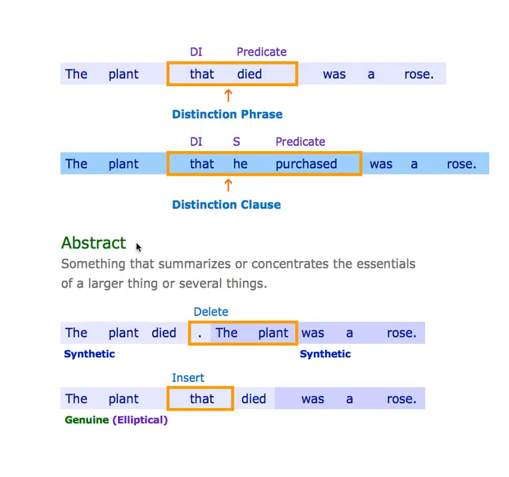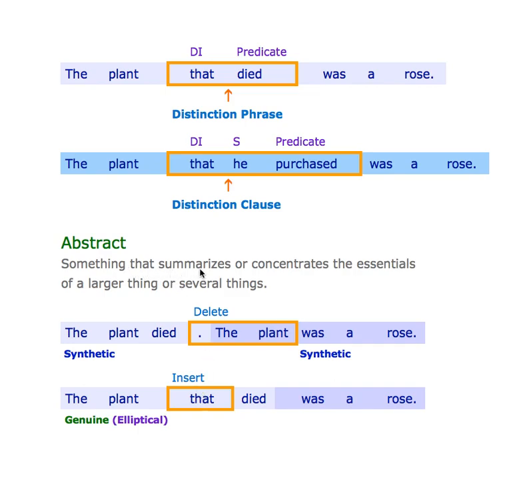Abstract, something that summarizes or concentrates the essentials of a larger thing or several things. Well, do we really have that? Well, we had the plant died. We have omissions here, punctuation, words, was a rose. We had two synthetic clauses resulting from our deletion, okay? But we had an insertion here of the word that.